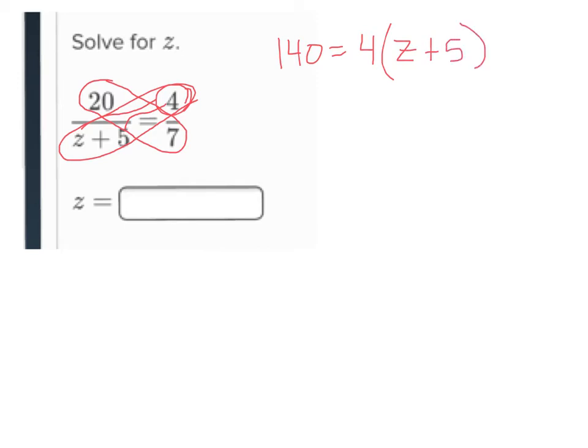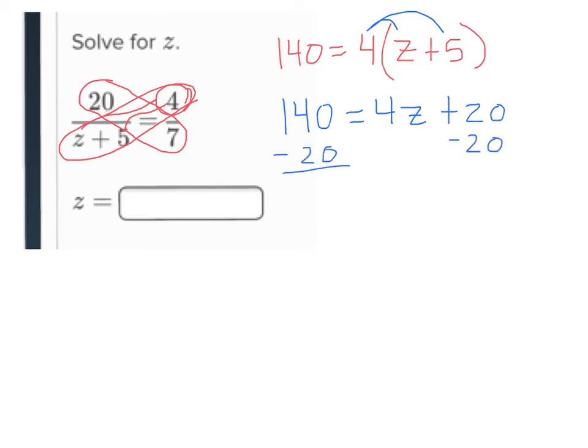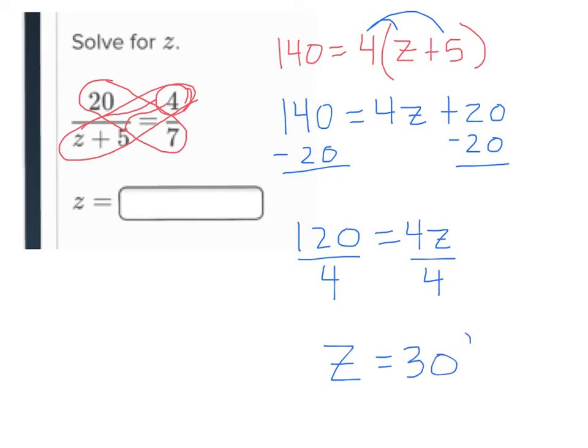And so I need to take that 4 now and distribute it. So I'm going to distribute it here and here. So I've got 140 equals 4z plus 20. And I'll subtract 20 on both sides. And so I've got 120 equals 4z. And I'll divide 4 on both sides. And so I have z equals 30. So I'm going to put my blank 30 right here.